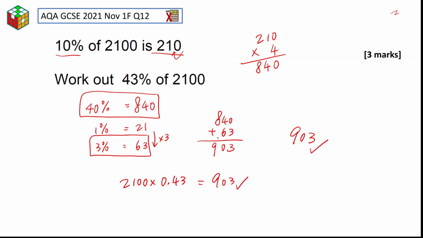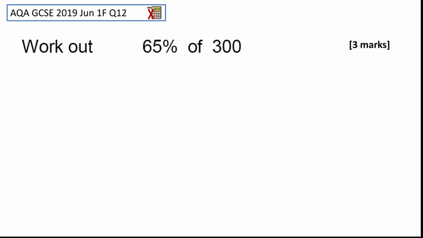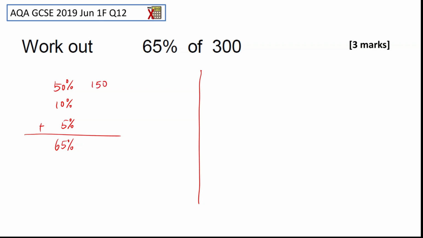Another one. Work out 65% of 300. You have two options. You can find out 50%, find out 10%, find out 5%, and you will have 65% in total. 50% is half of it, 150. 10% of 300 is 30. I use my 10%, halve it to find my 5%, so it is 15. You add this column up, that is 5. 5 add 3 is 8. 8 add 1 is 9.